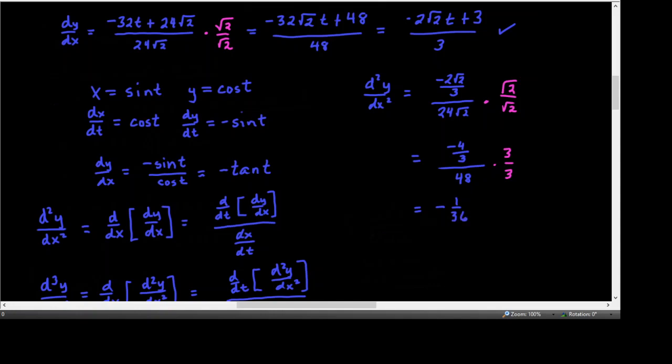And now let's find the third derivative of that same set of parametric equations. So it's going to be the derivative of our last answer, the derivative of that constant is 0, divided by dx dt, 24 square roots of 2, which is just simply 0. All right.